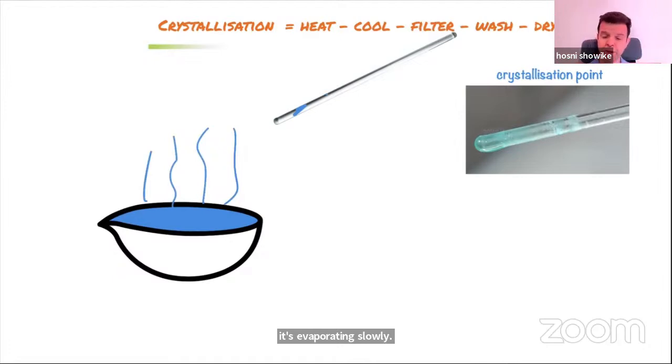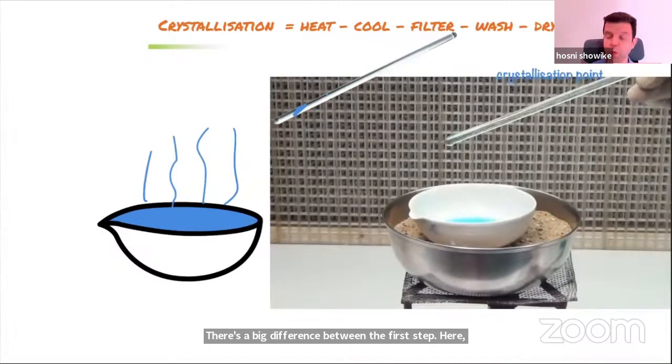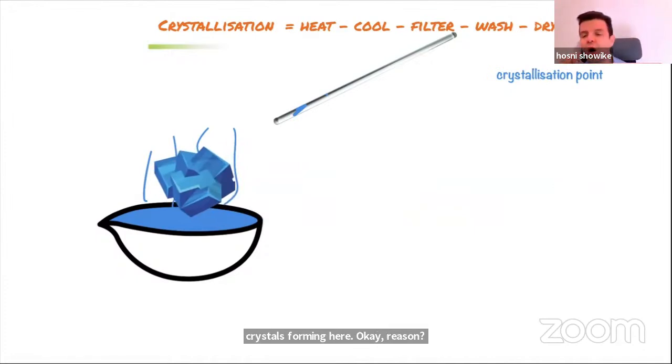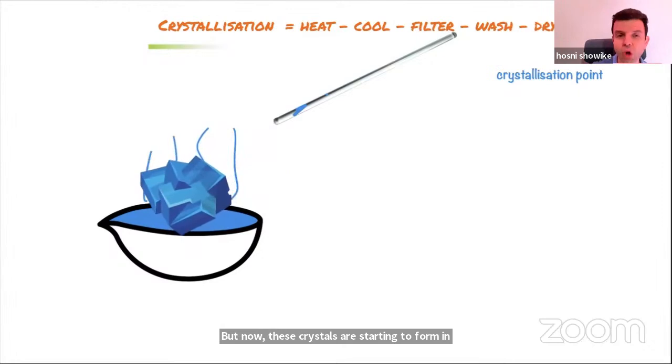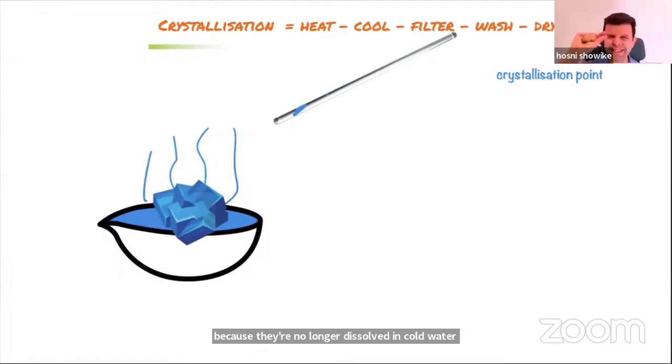There's a big difference between the first step, while I was heating strongly, and the next step while I'm cooling, because now the water is evaporating slowly. When the water is evaporating slowly, you start to see crystals forming here. Okay, the reason is that now the solubility of the salt in the water is less. Last time, when the water was hot, the solubility was higher, but now these crystals are starting to form because they no longer dissolve in cold water. So I now have crystals with little water in them.